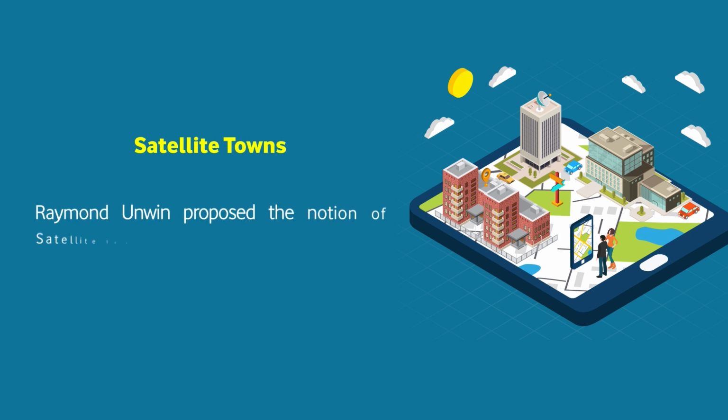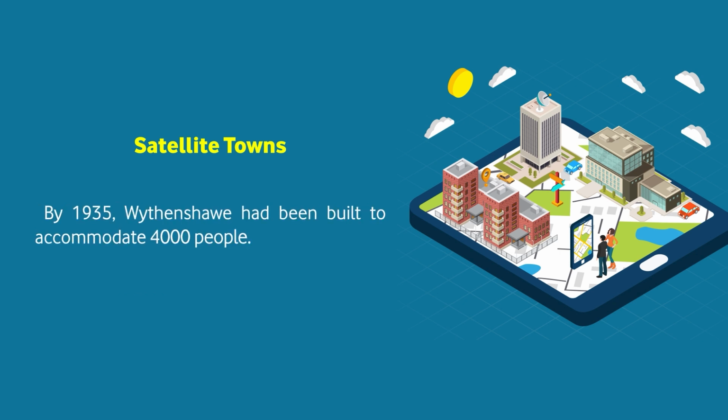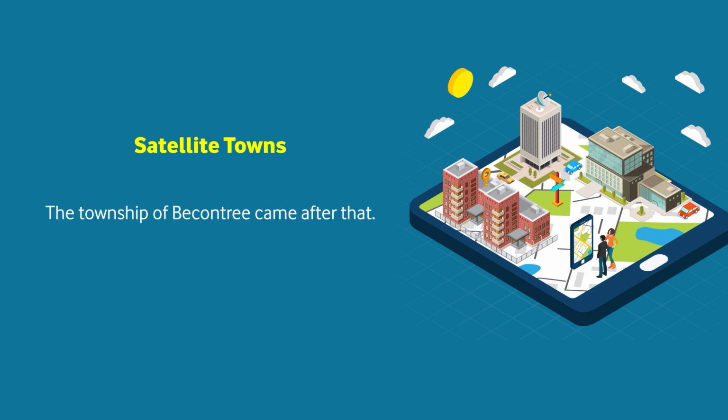Then again came the concept of satellite towns. So, Raymond Unwin proposed the notion of satellite towns. Sir Barry Parker was commissioned by the Manchester Housing Committee in 1926 to create a satellite garden town to ease the pressure caused by the city's congested forms. By 1935, Wythenshawe had been built to accommodate 4,000 people. The township of Becontree came after that.